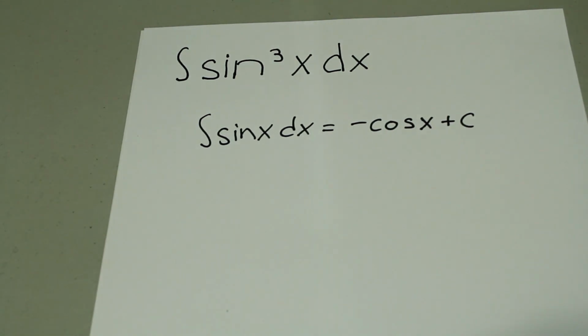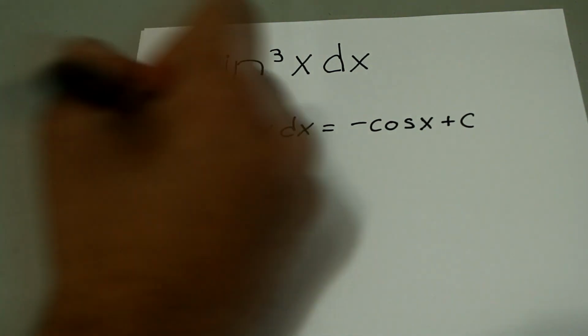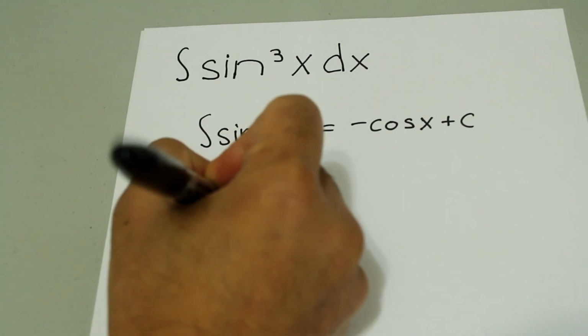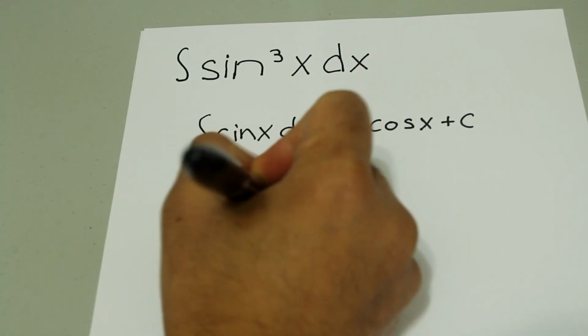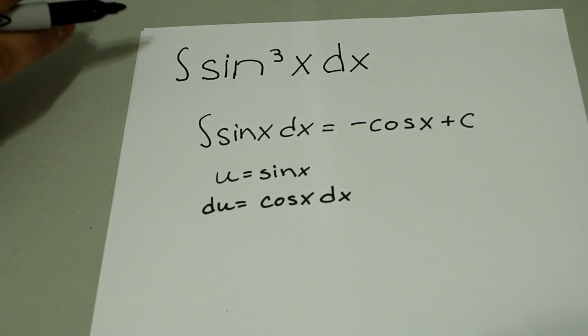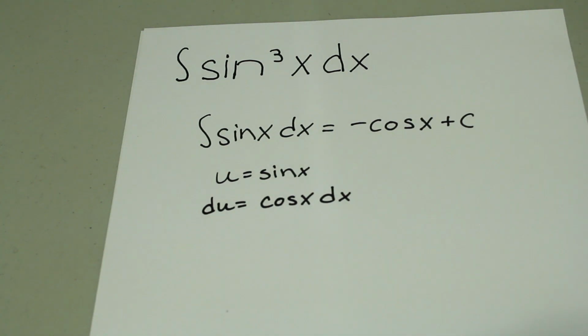And then we think about, can we use u substitution? Well, if we set u equal to sine of x, then du would be cosine x dx. Well, we don't have a cosine x in the original problem, so this also can't be used. Well, now what do we do?